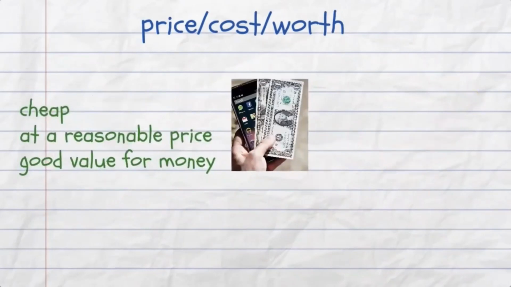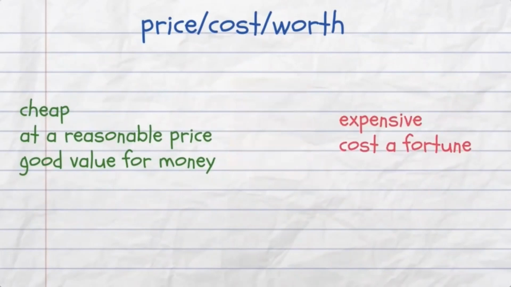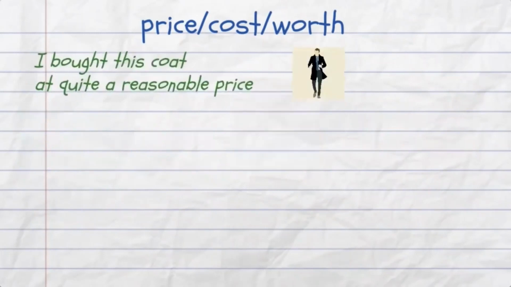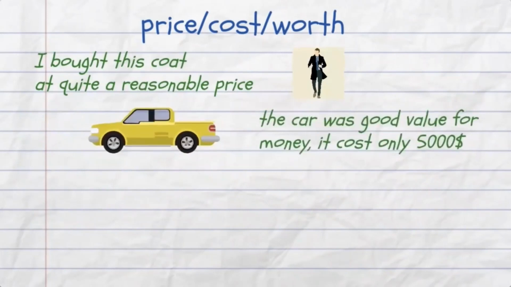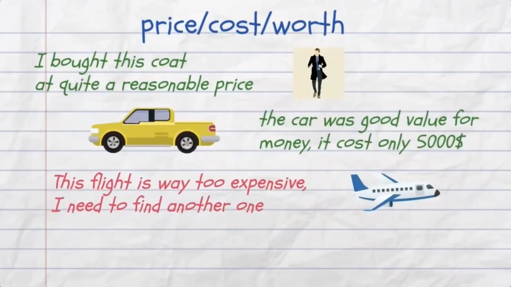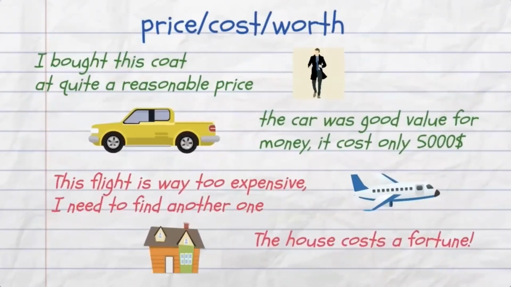Talking about the price, something can be cheap or bought at a reasonable price, or be good value for money, or the goods may be expensive, or you can say they cost a fortune. For example, I bought this coat at quite a reasonable price. The car was good value for money. It cost only $5,000. This flight is way too expensive. I need to find another one. The house costs a fortune.